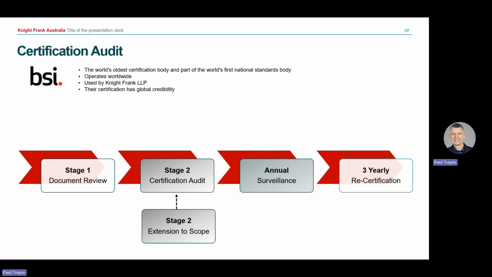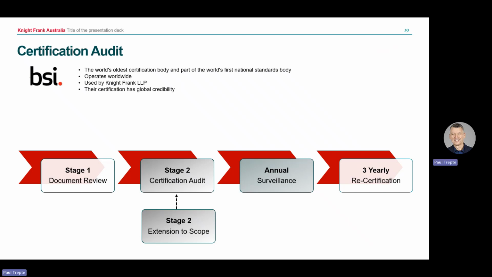So for instance, we've just got certified for project management for ISO 9001. And if we wanted to add global portfolio solutions into that, it becomes a stage 2 extension to scope assessment. What that means is they don't need to go back and do the document review because they know that system's there. They're just looking at, have you now deployed that system into that area that wasn't previously deployed in.